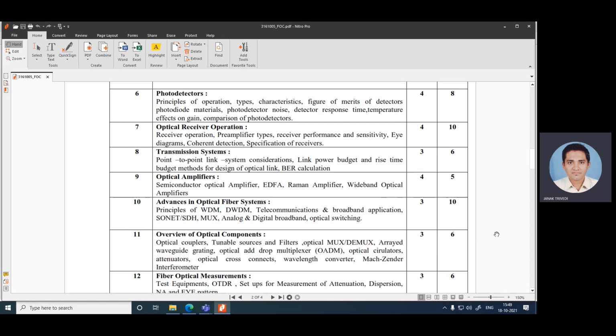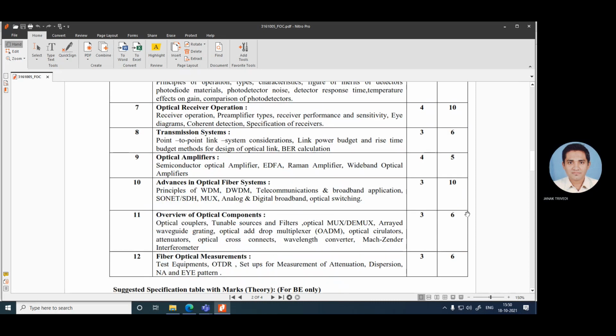10. Advances in optical fiber system. In this chapter, the principle of wavelength division multiplexing (WDM), WDM in telecommunication and broadband applications, SONET and SDH, multiplexing, analog and digital broadband, and optical switching are discussed. This chapter requires 3 total hours and the weightage is 10%.